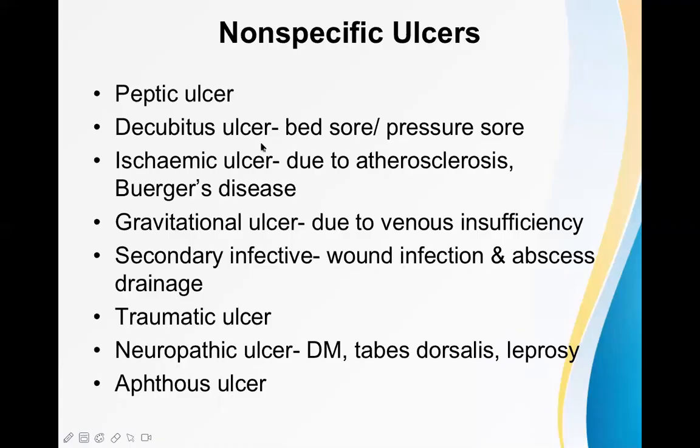Decubitus ulcer. Now see here. Decubitus ulcer means it's a type of bed sore, when the person is lying down in one position for a long time. And which type of patients usually develop bed sore? Comatose. Very good, one is comatose patient. And another is paralyzed patient. Exactly, paralysis, because they cannot move their body. So there is a constant pressure in some of the areas.